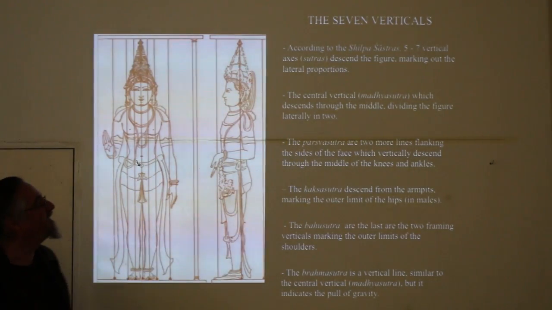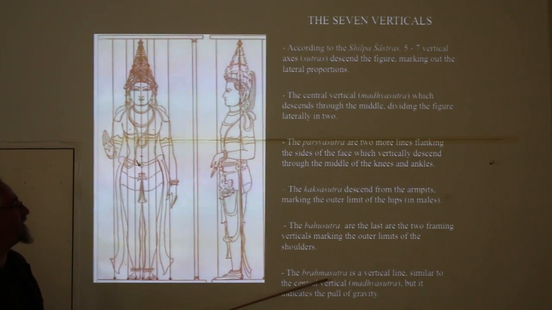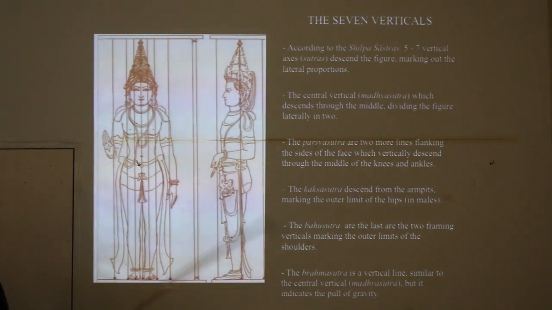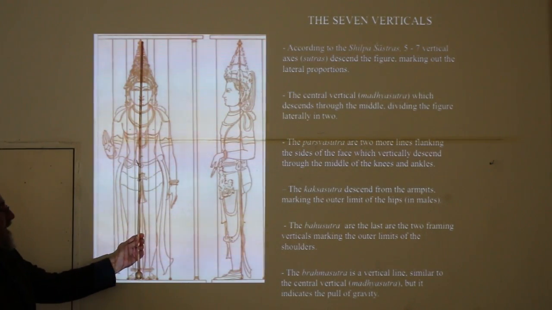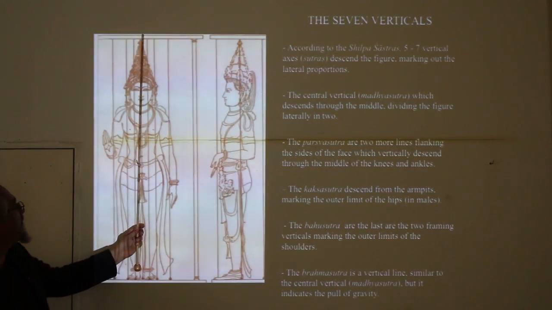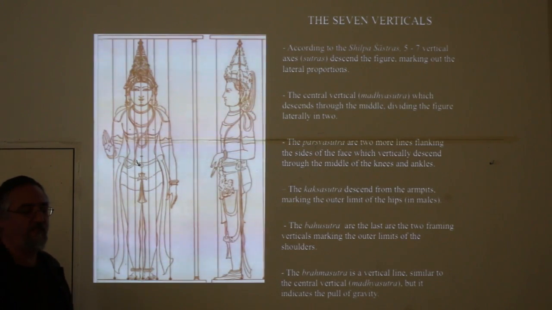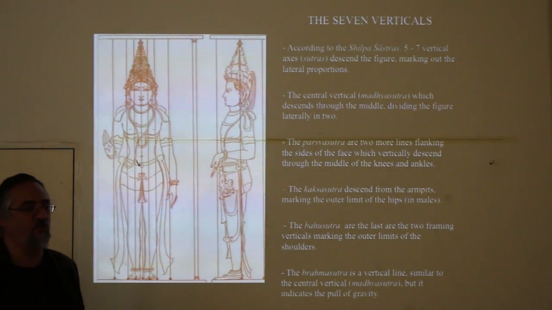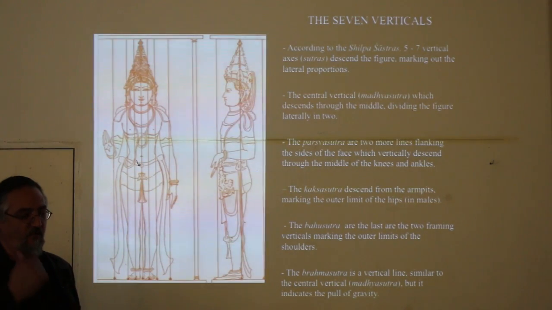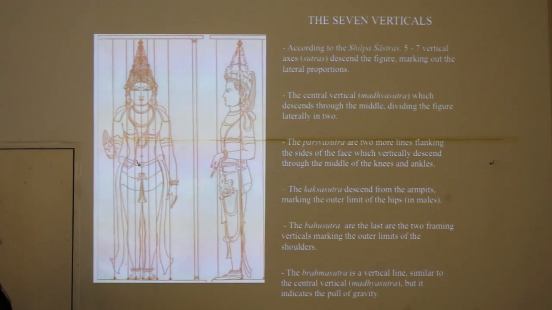In certain texts it is called the Madhya Sutra, but typically it's called the Brahma Sutra. So the Brahma Sutra is the Hindu name for the plumb line, basically. And it plays the same role as it does in the West, as the line indicating not just the axis of symmetry, but balance, right? That you always have to be acutely aware of gravity in the figure, the line of gravity giving balance. So that's the Brahma Sutra.